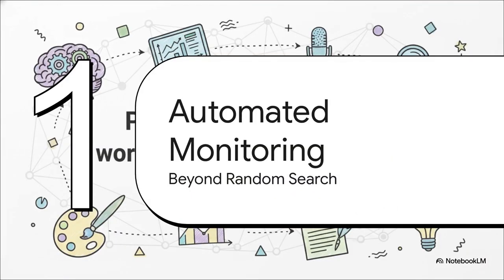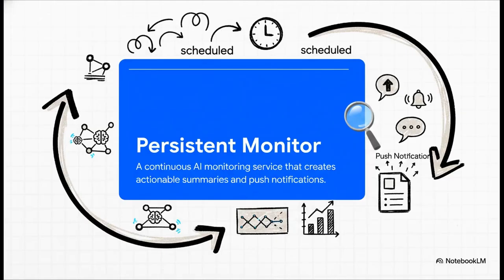All right, Section 3, Automated Monitoring, Beyond Random Searching. Before we get into the mechanics of this one, we really need to clearly define our core objective. We are building what's called a persistent opportunity monitor. This is a continuous AI monitoring service.